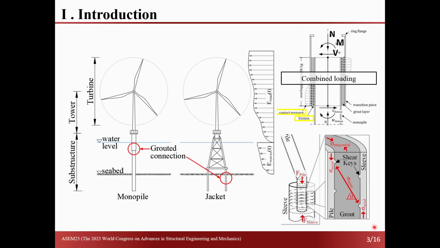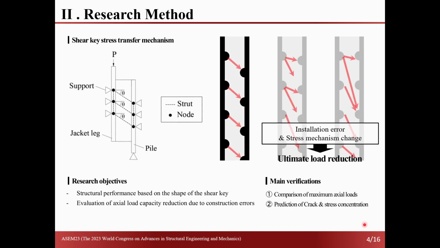Offshore wind turbines comprise a turbine and a substructure, and the part that connects them is known as a grout connection. The grout connection serves as a structural element to withstand lateral wave and wind loads. A reinforcement shape called the shear key has been suggested to elevate the shear force.